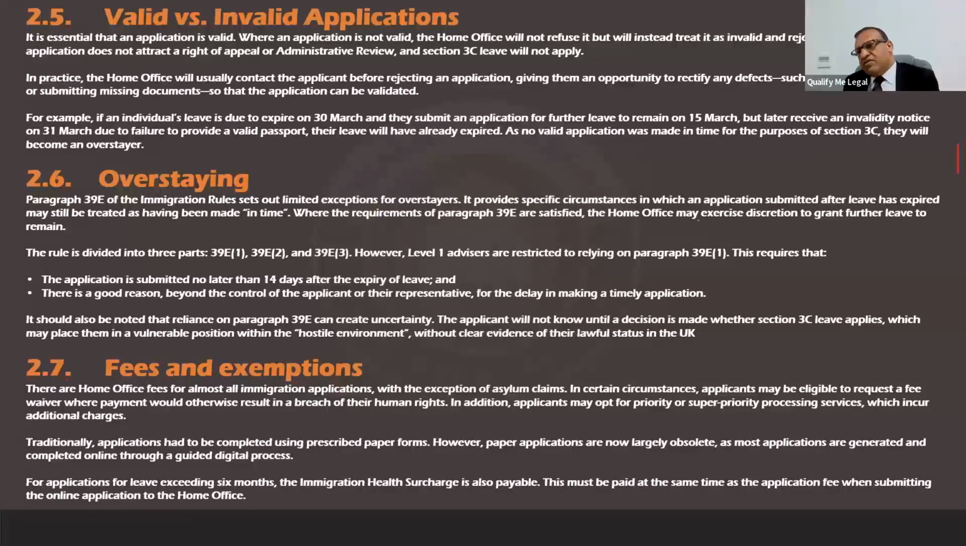And not in all applications will you pay the immigration health surcharge. For those applications which are for more than 6 months, you have to pay the immigration health surcharge; otherwise you don't need to pay it. So this was the brief explanation of fees and exemptions.